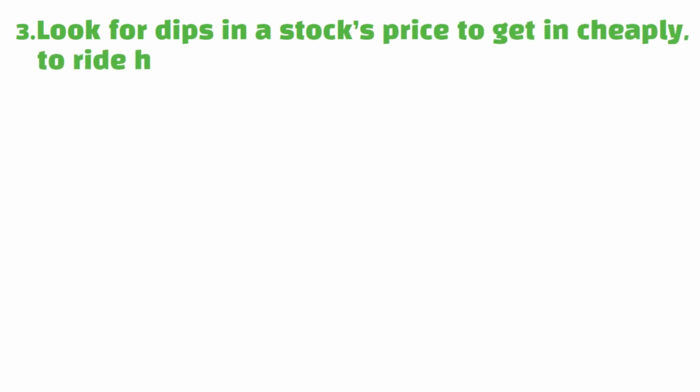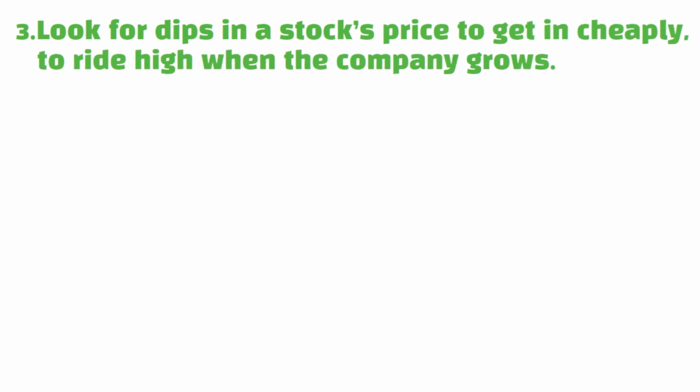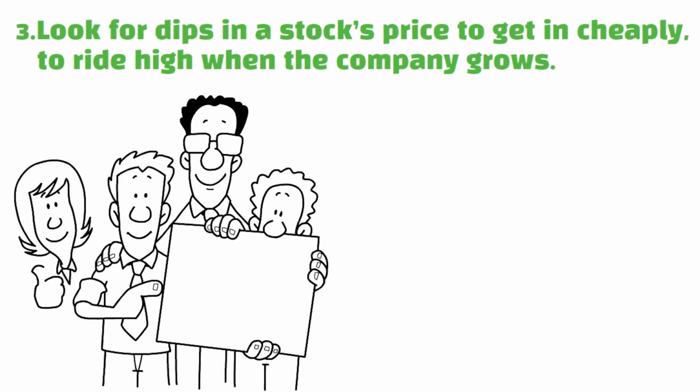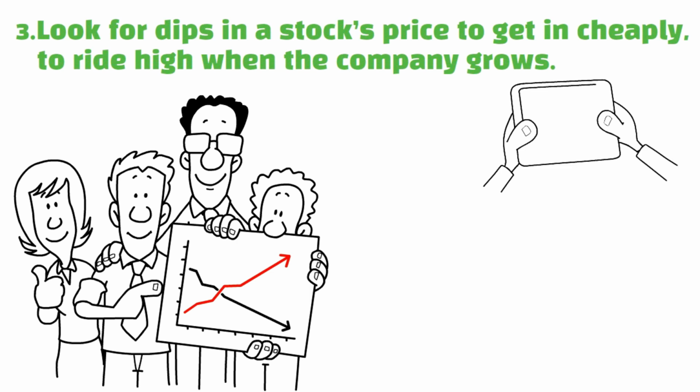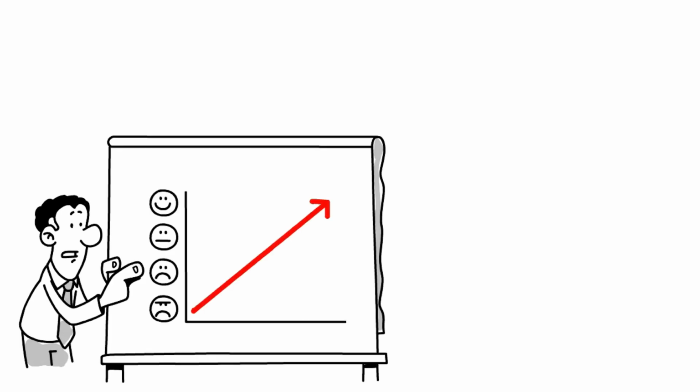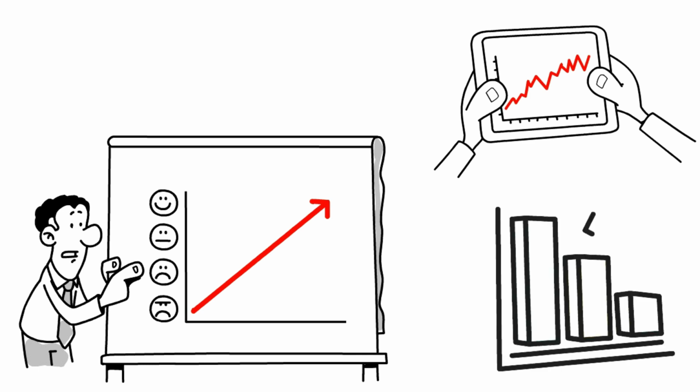Number 3. Look for dips in a stock's price to get in cheaply, to ride high when the company grows. As mentioned earlier, stocks are often over or undervalued. Once you've identified a company with good long-term growth potential, how can you ensure you obtain the greatest value for your money? Stock prices reflect the current perceived value of a stock by the financial community and can create a cycle of rising and falling prices.